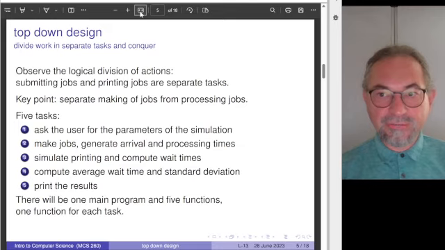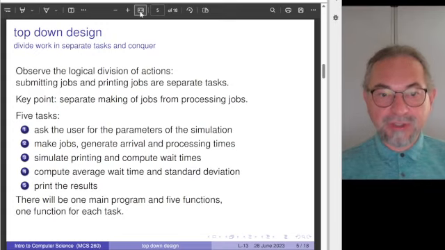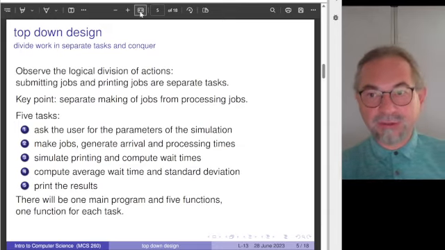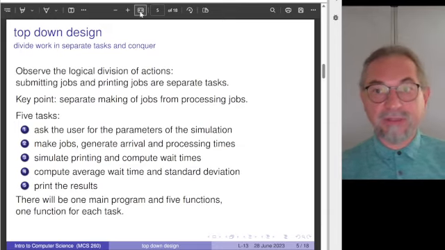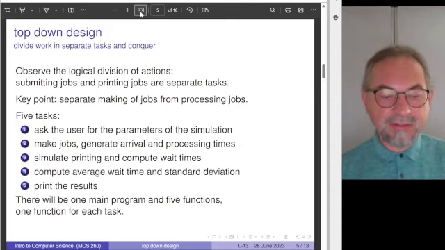So the generation of the jobs could be done by two simple list comprehensions. The computation of the average wait time and standard deviation is also a very straightforward computation. You might even find built-in package functions that do this, because this is a very standard, frequently occurring task. The heart of this is actually the third function, the simulating. So we will spend some time on that.